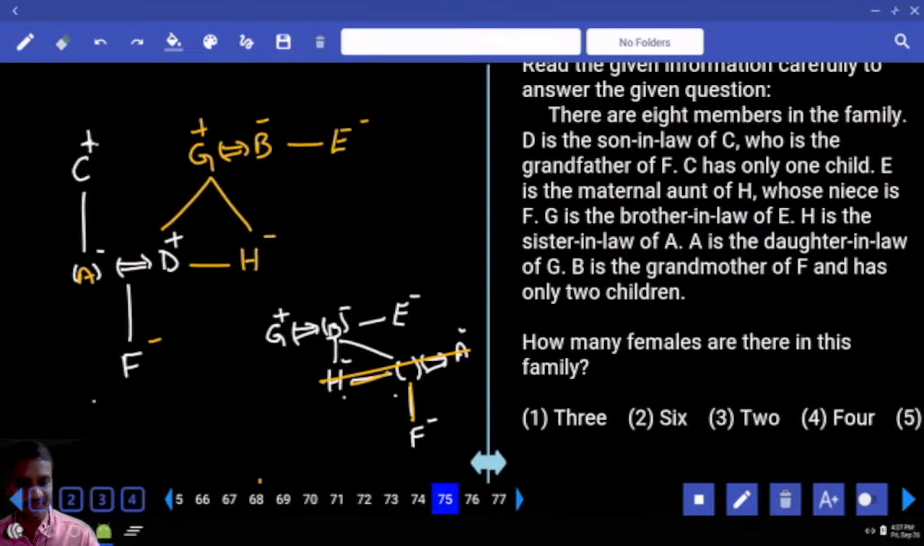The next one, 75. How many female members are there? 1, 2, 3, 4, 5. There are 5 female members, choice 5, question number 75. Then the next ones, 76 to 80.